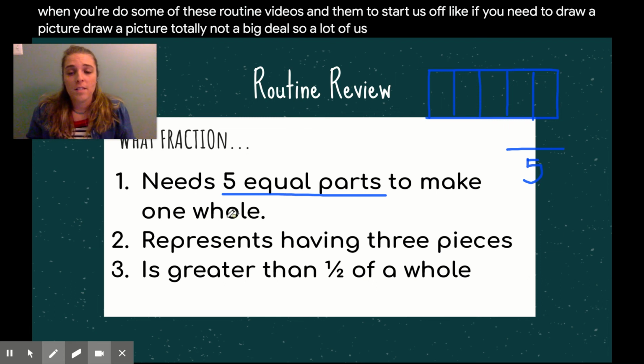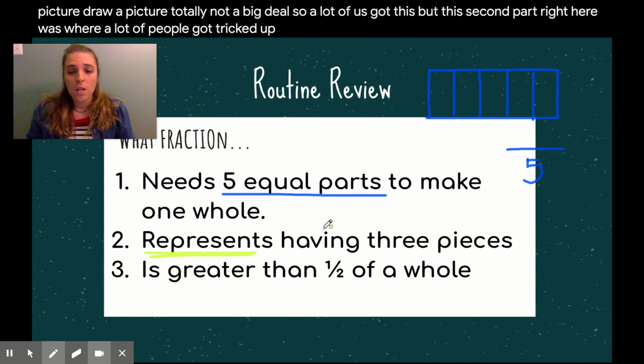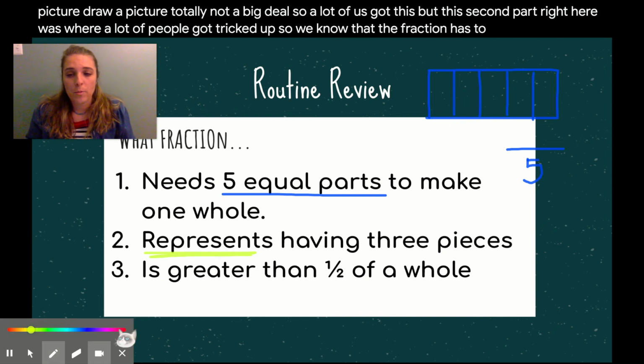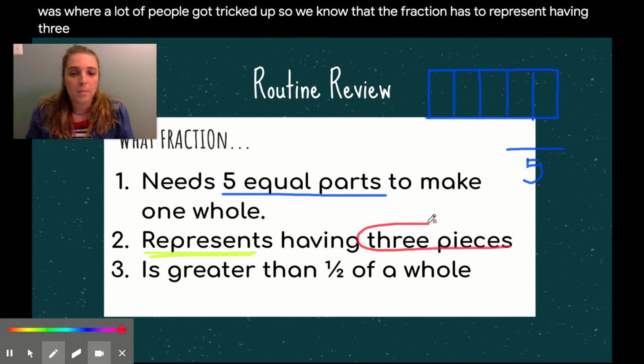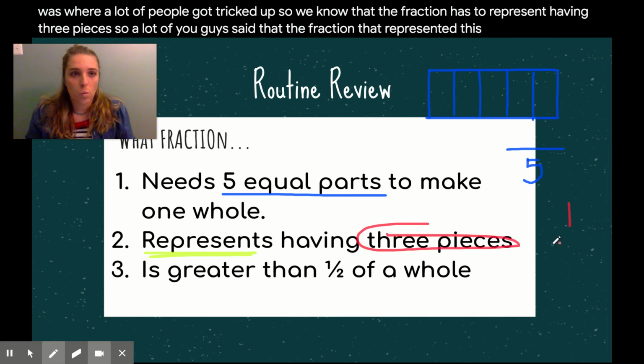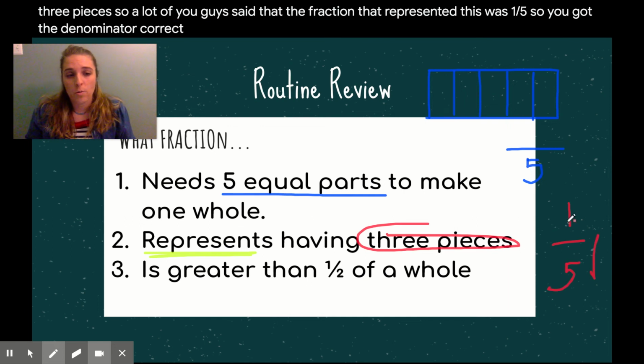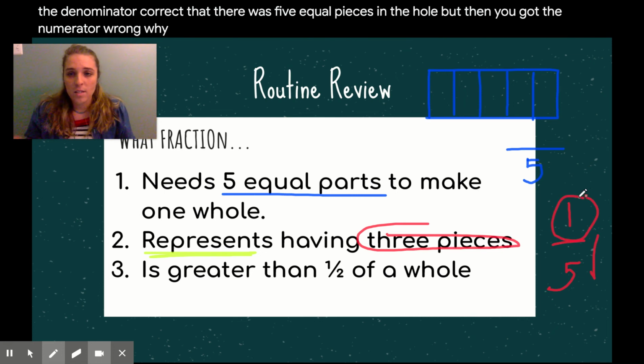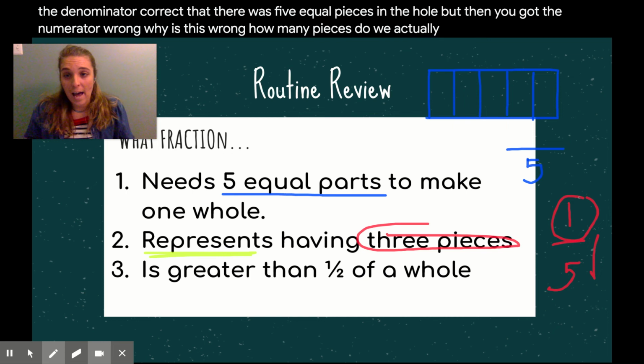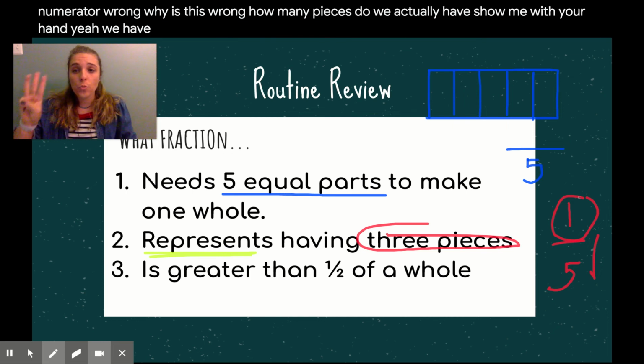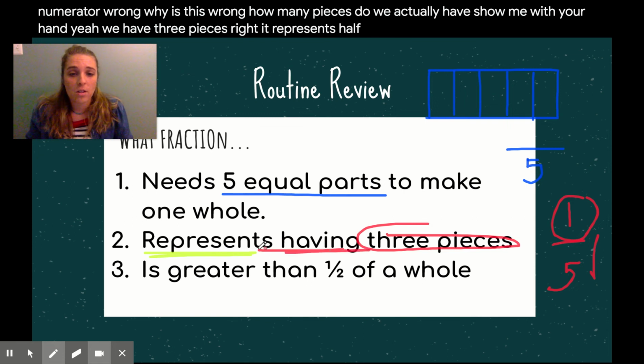So a lot of us got this, but this second part right here was where a lot of people got tricked up. So we know that the fraction has to represent having 3 pieces. A lot of you guys said that the fraction that represented this was 1/5. So you got the denominator correct, that there was 5 equal pieces in the whole, but then you got the numerator wrong. Why is this wrong? How many pieces do we actually have? Show me with your hand. Yeah, we have 3 pieces, right? It represents having 3 pieces.